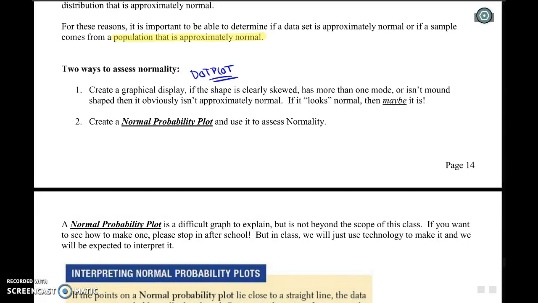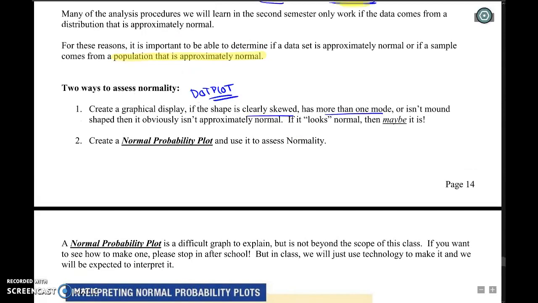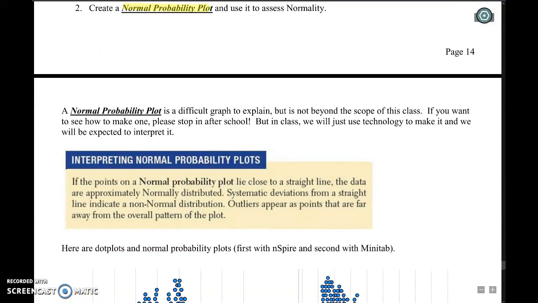Is it clearly skewed? Then it's not. Has more than one mode, bimodal? Then it's not. Or if it isn't mound shaped, then it obviously isn't normal. If it kind of looks normal, then maybe it kind of is. Another way to do it is to create a plot called a normal probability plot and use it to assess normality. So that's what I want to talk about here right now.